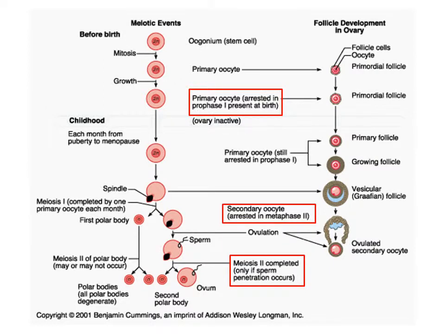In this slide, you see that in the red highlighted box, I have the primary oocyte, which arrests in prophase 1. This occurs at birth for every female. So at birth, all of her potential eggs are frozen in time. Then go to the next box. It says secondary oocyte, arrest in metaphase 2.